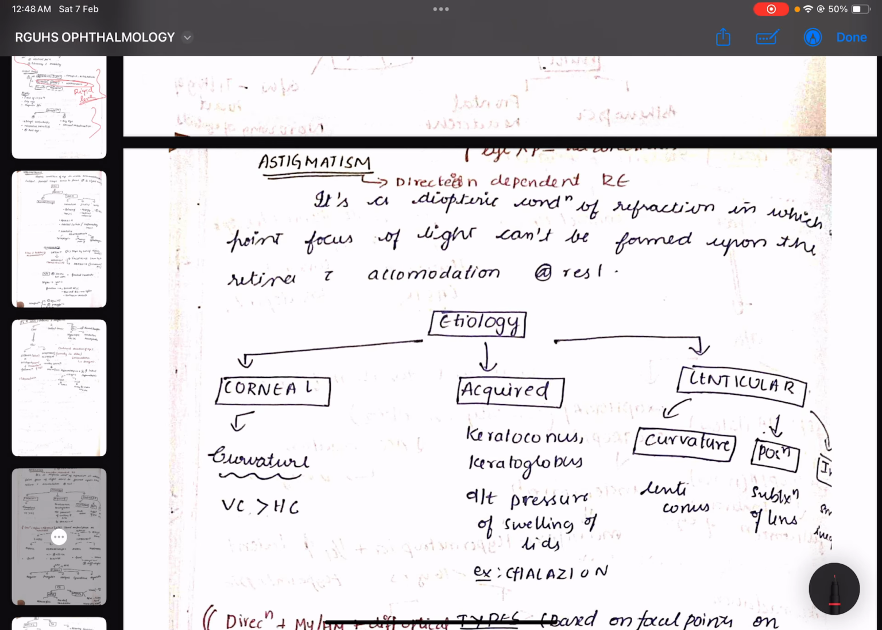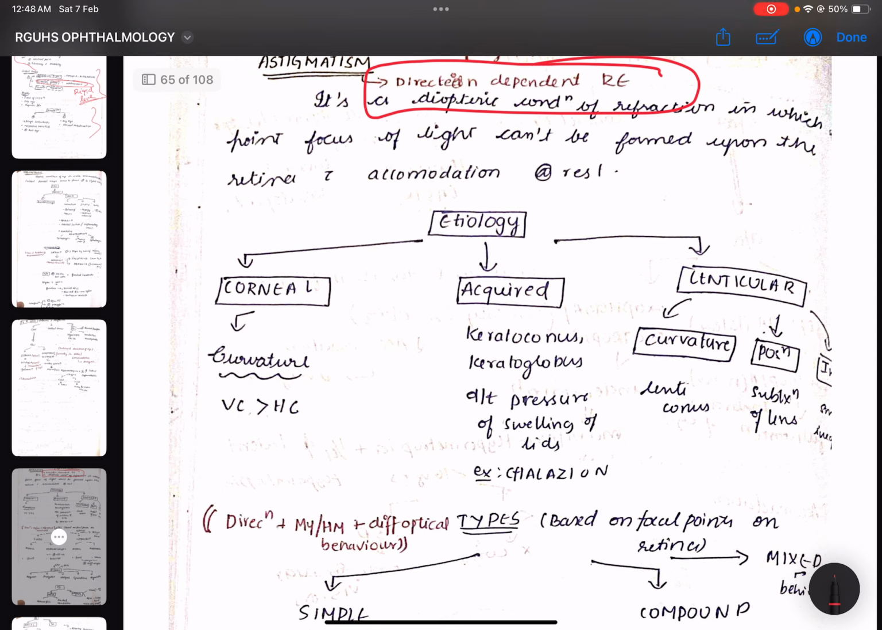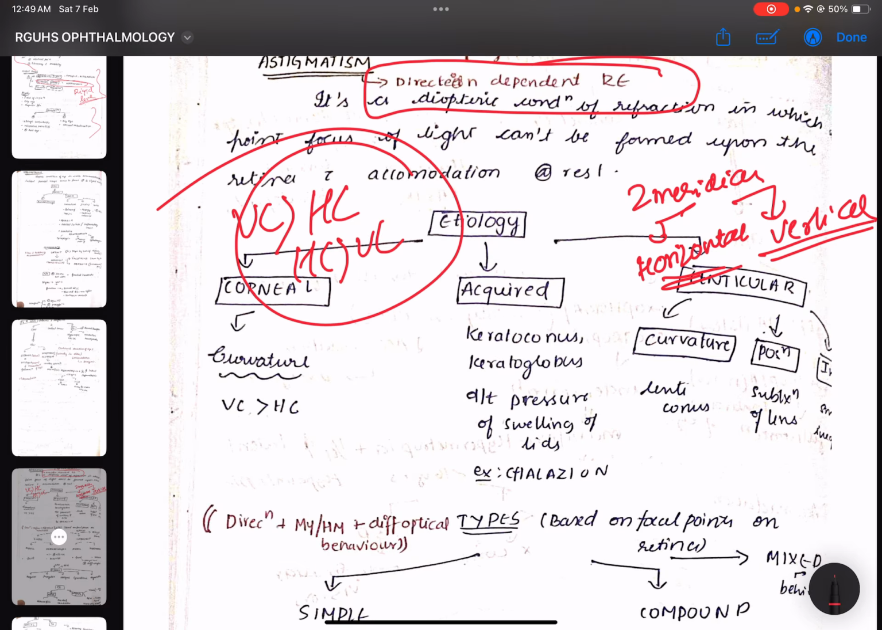Okay, astigmatism is something I will just touch upon because it's something which we are not studying from 6th to 8th standard. What happens is, based on the direction, you have a refractive error which is different in different meridians. So what are the 2 meridians we have? We have the horizontal meridian and the vertical meridian. Based on whether VC is more than HC or HC is more than VC, we have different astigmatism.